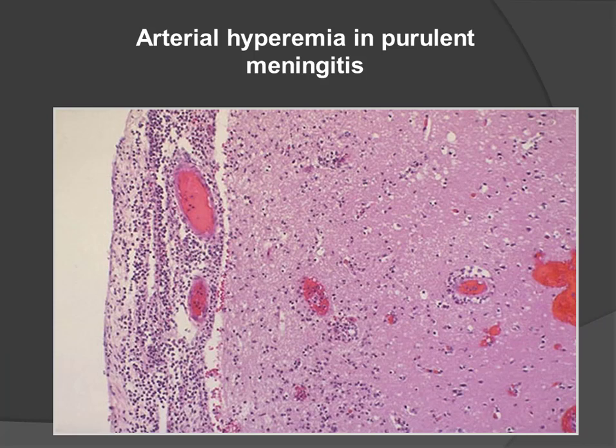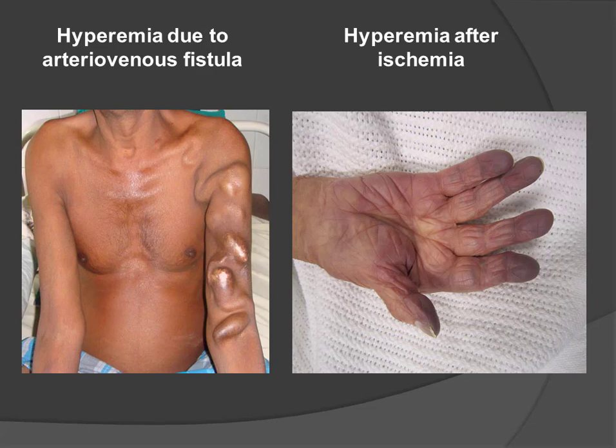Inflammatory hyperemia occurs due to the inflammation. It is subsequently transformed into the mixed arterial venous congestion and then into the venous congestion. Hyperemia due to arteriovenous fistula can be observed in case of pathological anastomosis formation between the artery and vein.